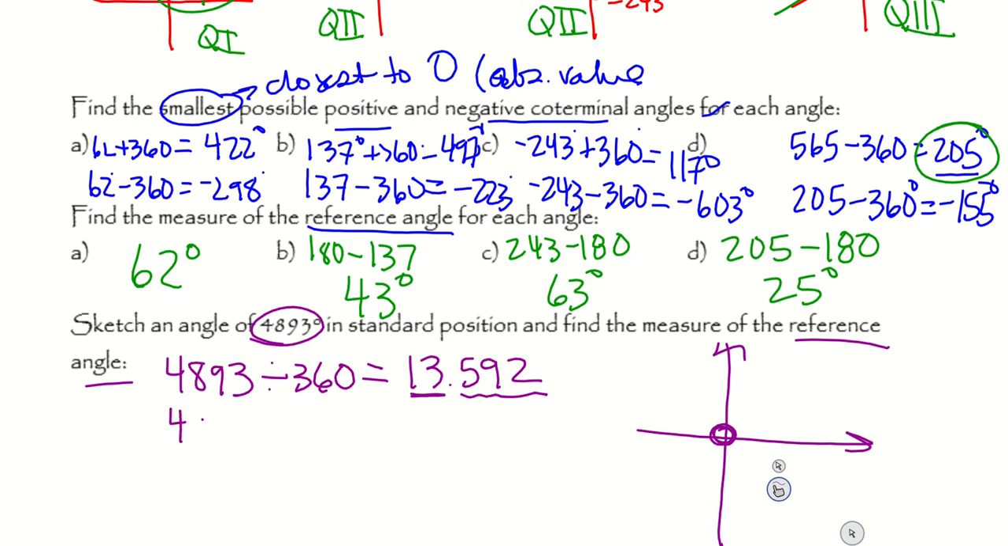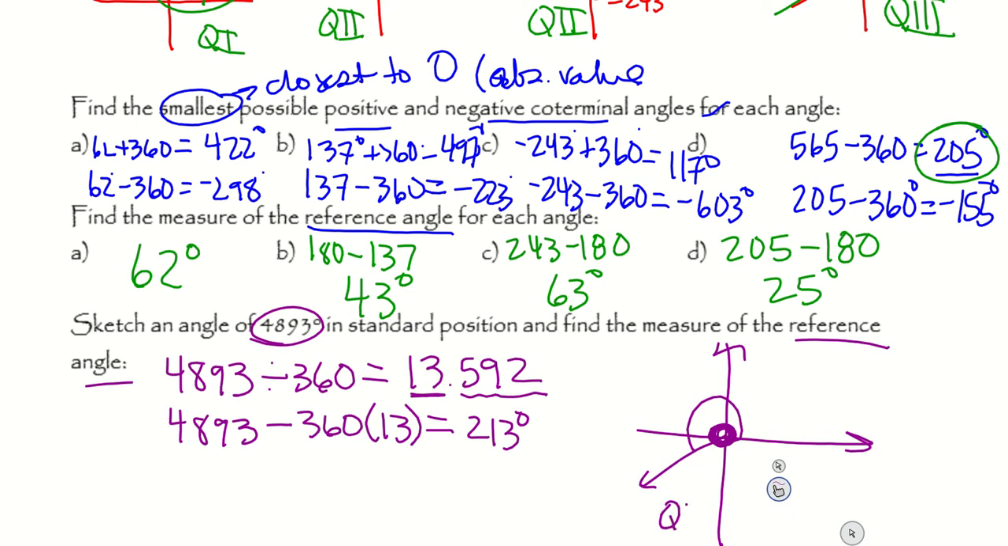So if I take this 4,893 and I subtract 360 times 13, I'm going to get how much is left over, which is 213 degrees. So what that tells me is that my angle is going to go around 13 times. You don't have to count. But then afterwards, it's going to rotate another 213 degrees. So in standard position, my angle lands in quadrant 3.